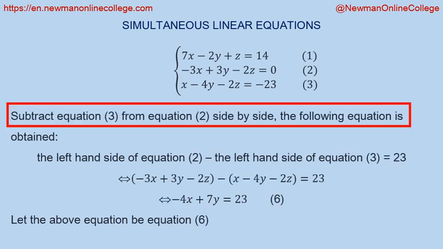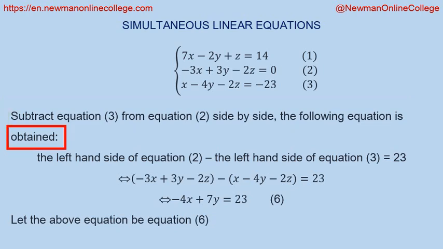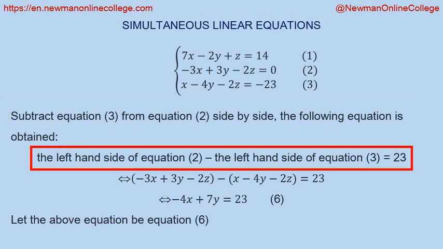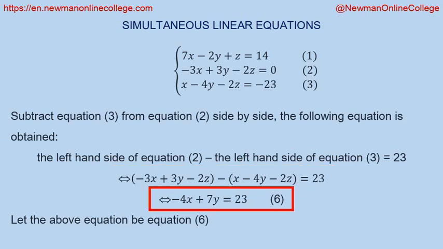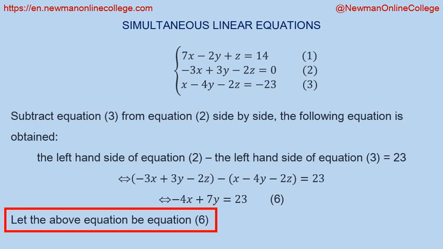Subtract equation 3 from equation 2 side by side, the following equation is obtained. The left-hand side of equation 2 minus the left-hand side of equation 3 equals 23, which is equivalent to (-3x plus 3y minus 2z) minus (x minus 4y minus 2z) equals 23, which is equivalent to -4x plus 7y equals 23. Let the above equation be equation 6.